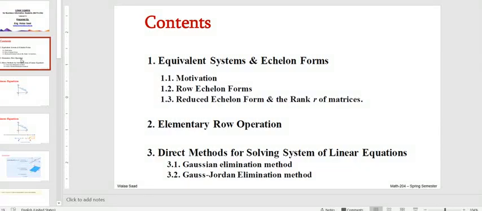Of lecture 3, the equivalent systems, and using the echelon form, the elementary row operations, and then direct methods for solving linear system of equations using Gaussian elimination and Gauss-Jordan.